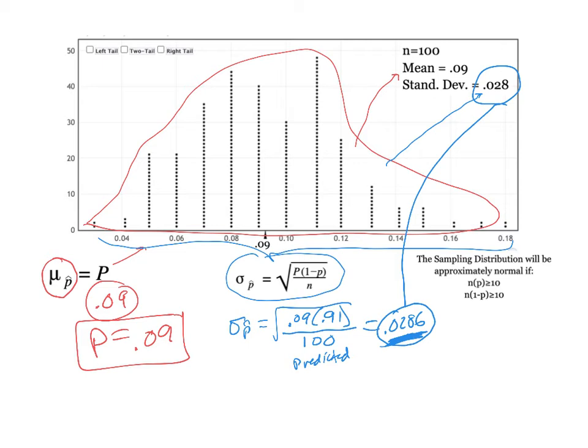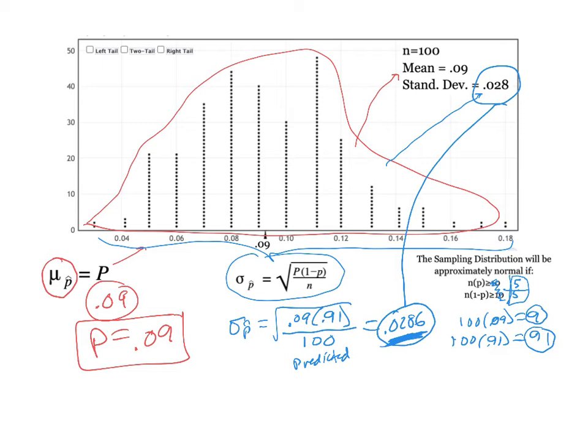And then the third one: the sampling distribution will be approximately normal if n times p is greater than or equal to 10, and n times 1 minus p is greater than or equal to 10. And remember, you could use 5 for both of these as well, and I think I will use 5 in this case. So I would do 100 times 0.09, which is 9, and 100 times 0.91, which is 91. It means I expect 9 people to have blue eyes, and I'd expect 91 to not have blue eyes. Both of those are at least 5, okay?